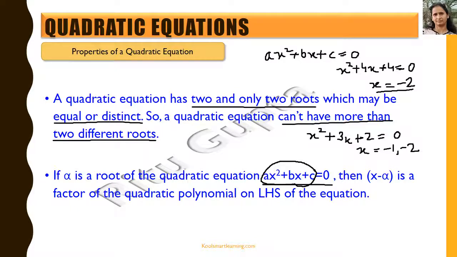So in these two examples, if we see x square plus 4x plus 4 equal to 0 has this root minus 2, then this would mean x minus minus 2, which is x plus 2, is a factor of the polynomial x square plus 4x plus 4. Similarly, in this case, x plus 1 and x plus 2 will be the factor of this polynomial x square plus 3x plus 2.